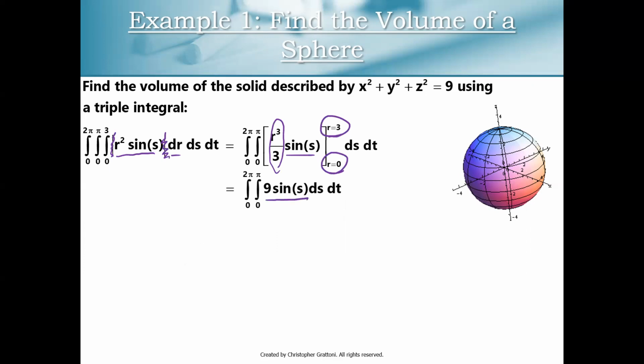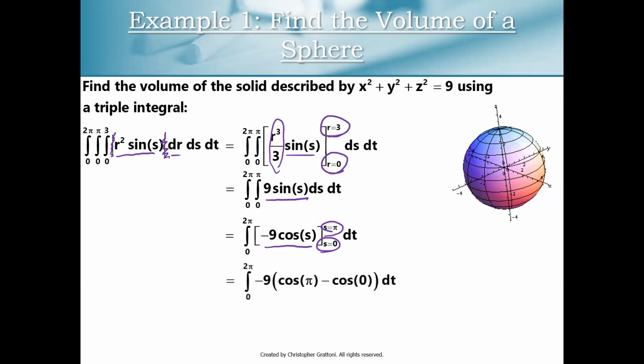Now we have a double integral, so we're going to integrate 9 sine of s with respect to s. We get negative 9 cosine of s. Plug in s equals pi and s equals 0, then subtract. Fundamental theorem of calculus again. Now you just need to know a little bit of your unit circle. And now we have the single integral of 18 dt. And you guys know how to go straight to your answer there. That's 36 pi.